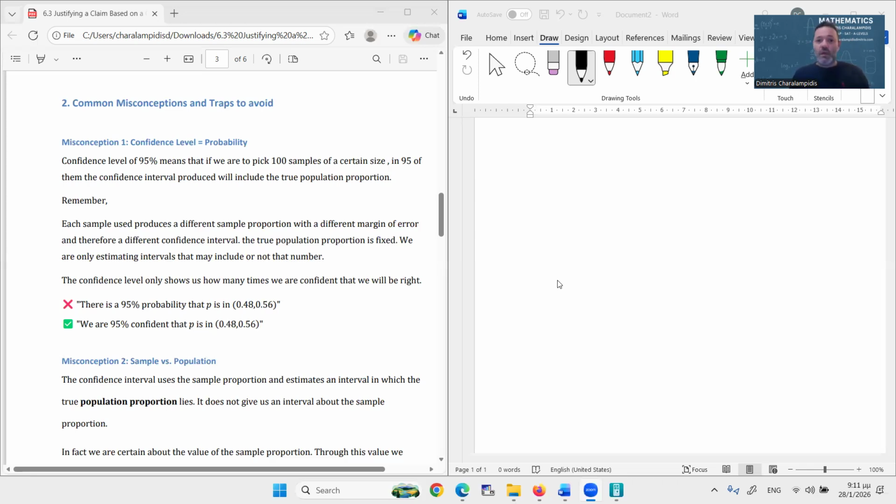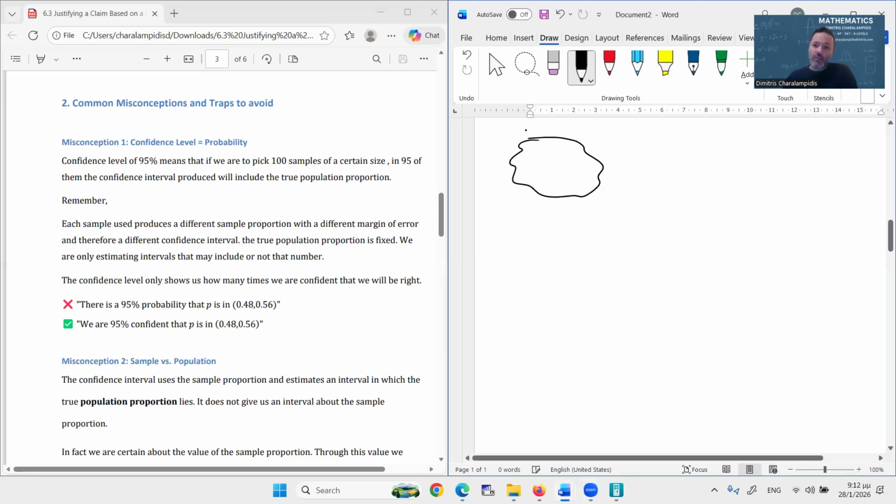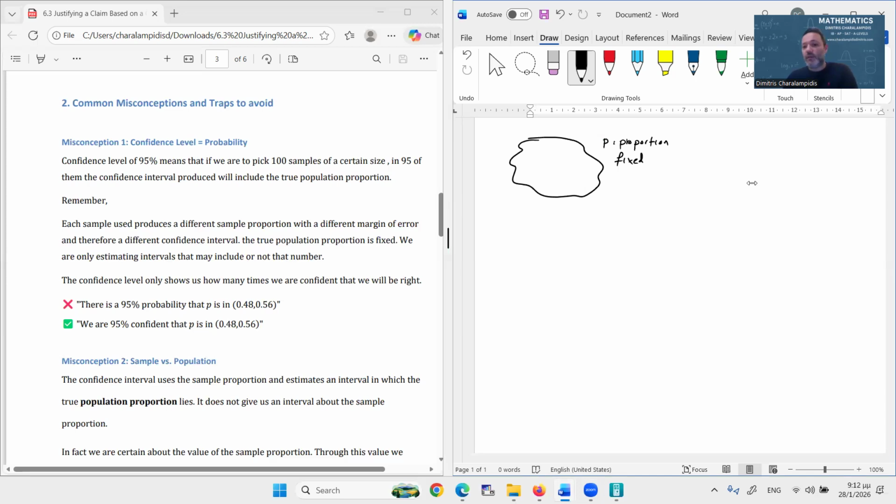Misconception number one. Remember really well, confidence level is not the same as probability. Let's assume that we are working with a confidence level of 95%. This confidence level means that if we are to pick 100 samples of a certain size, let me visualize that, we have the entire population that has a true population proportion. This is the population proportion, which is fixed, and this has a specific number.